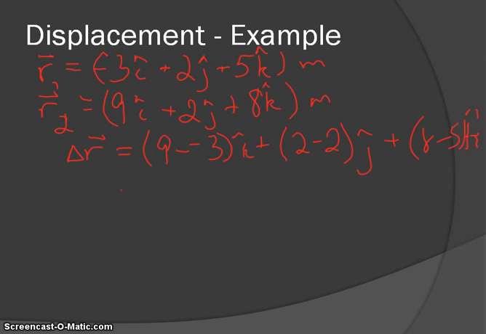So from this, we're going to get 12 i hat plus 3 k hat, and our units, of course, are going to be meters. So that's going to be our displacement. Okay, so this concludes our algebraic vector description of displacement.